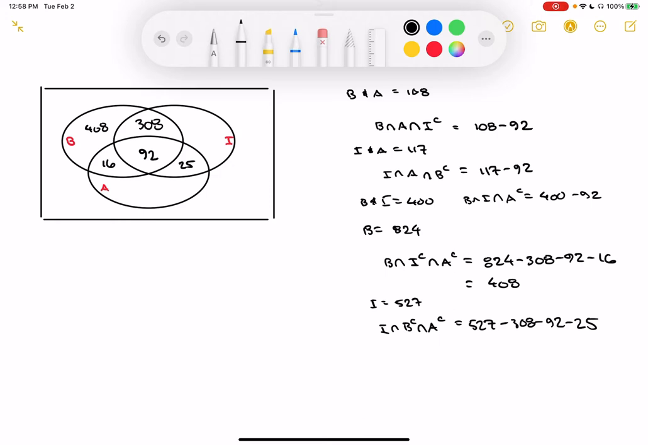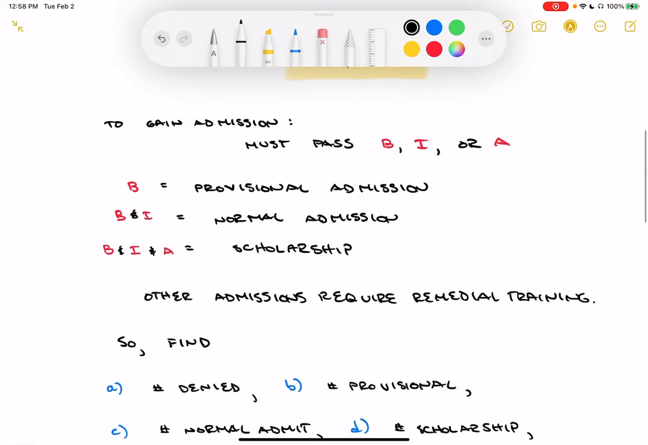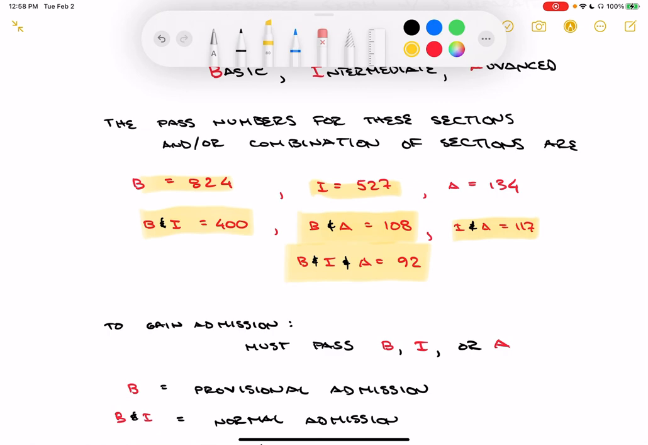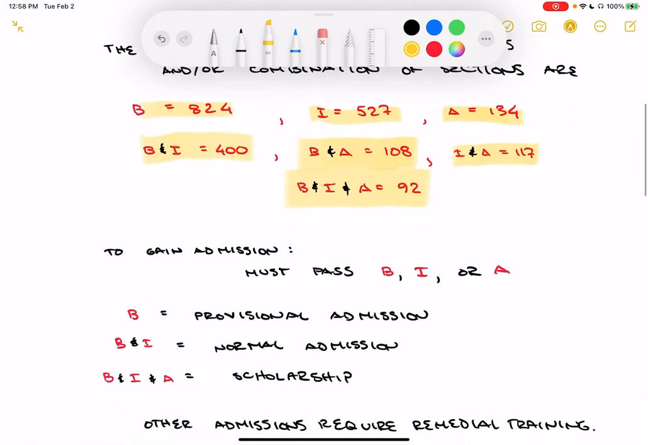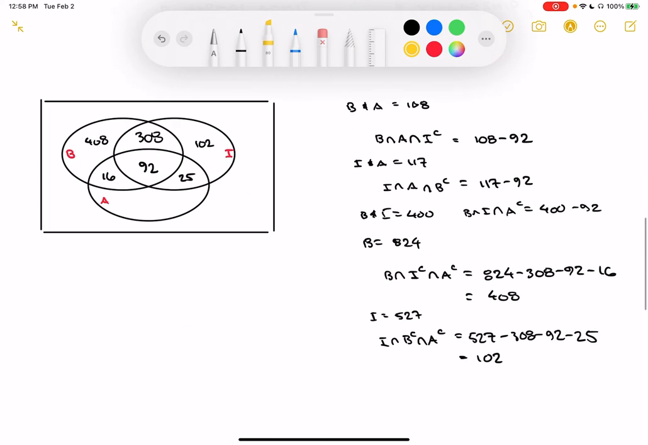If I go ahead and do all of those calculations, I'm going to get in this particular case 102. So getting some numbers here, these are not numbers that were originally given. We're calculating them with the aid of this diagram. The last little bit of information that was given initially had to do with the number who passed the advanced. That was 134. So I'm going to go ahead and work with that as well. So I know advanced gave us 134 in there.